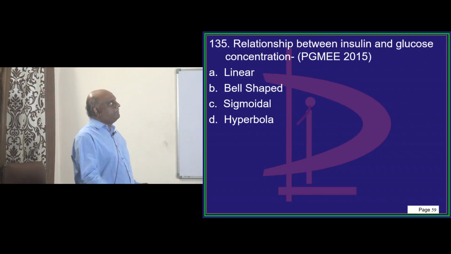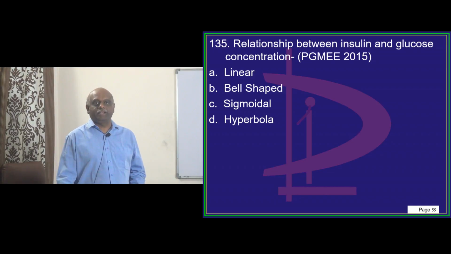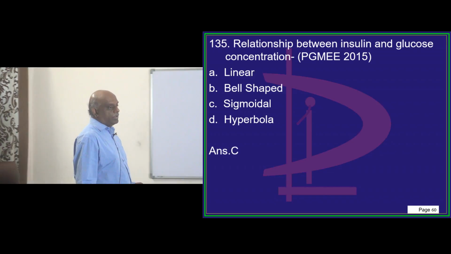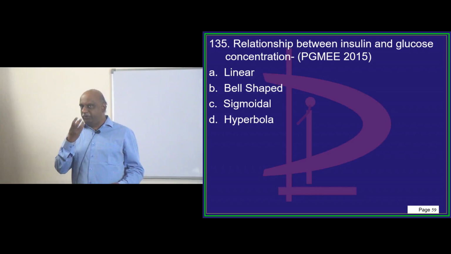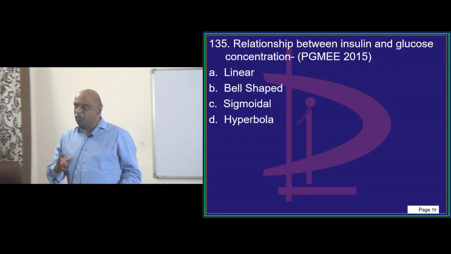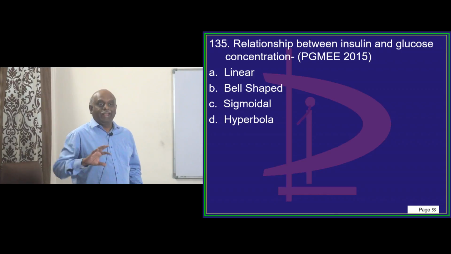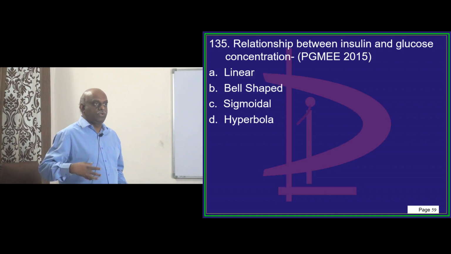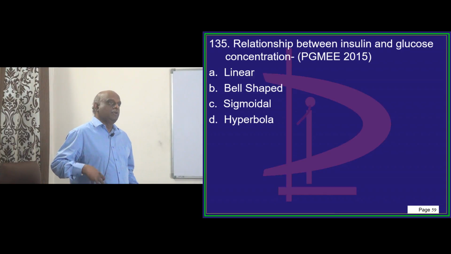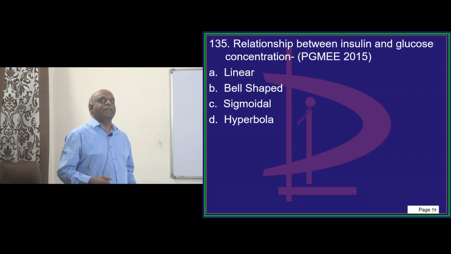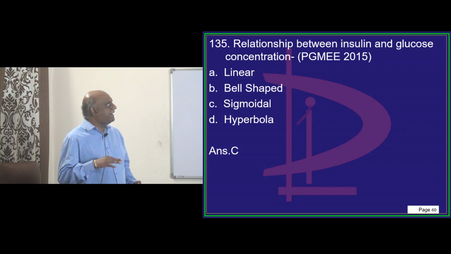Now what is the relation between insulin and glucose concentration? After you eat food, the glucose enters into the plasma, and that plasma glucose goes to the beta cells of the pancreas, which sense that glucose levels are high, and they start releasing insulin. But how will be the relation?